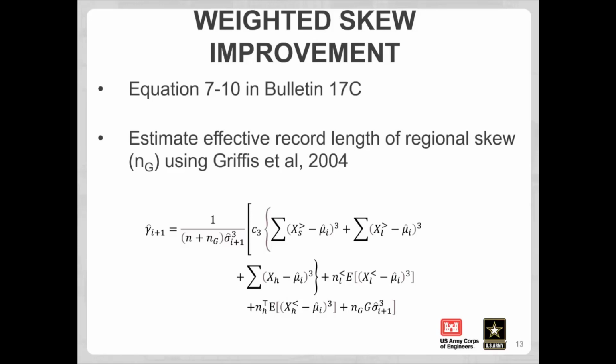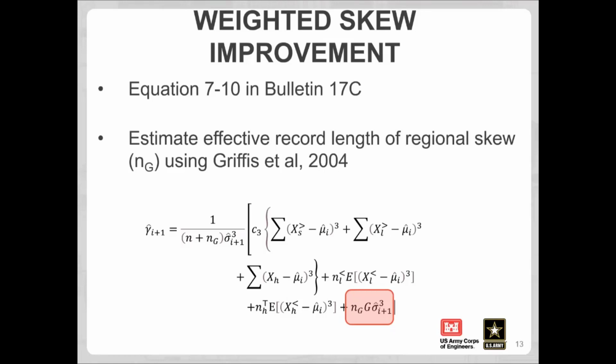If you hit the advance one time there, Mike, there's a term there, the very last term, N sub G times G. That is where the regional skew information gets embedded directly into the calculation of the moments within EMA. So everything to the left of that are the at-site terms. So you have terms for systematic data, low outliers, historical data, expected moments that are associated with perception thresholds, and so on and so forth. So that's all the terms to the left.